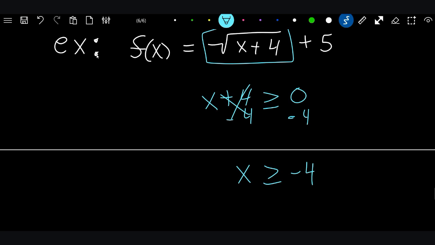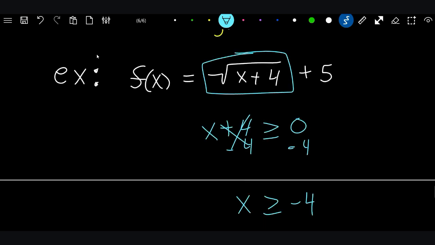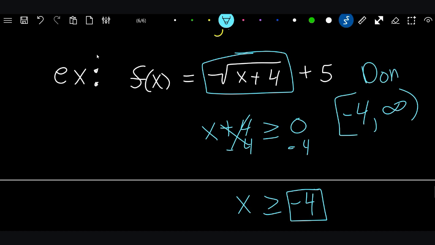So where is this one going to start? And you can always check this. So look, if I go negative 4 plus 4, that's 0. I always want to get 0 in here because that's where we're going to start. We can only start at 0. That's our starting point for our range. Okay? And so in this one, our domain will be negative 4 to positive infinity. Negative 4 to infinity. Can't include infinity. Negative 4 is included. So we'd put a bracket on that. Okay? So this is our domain.